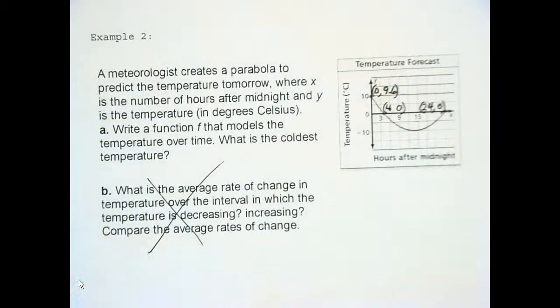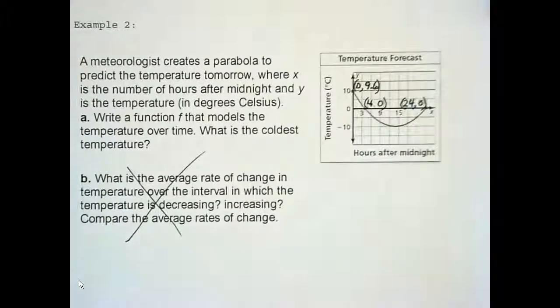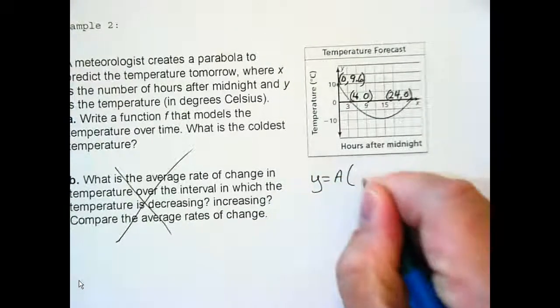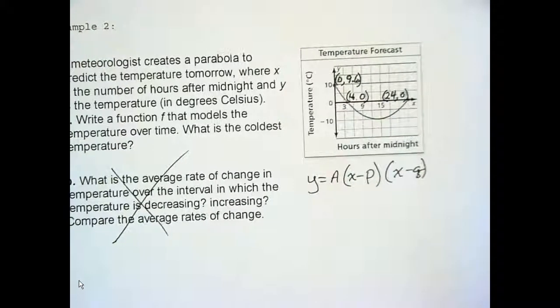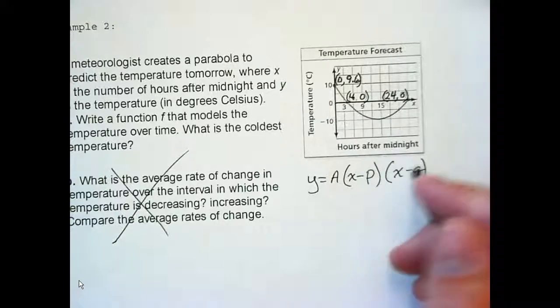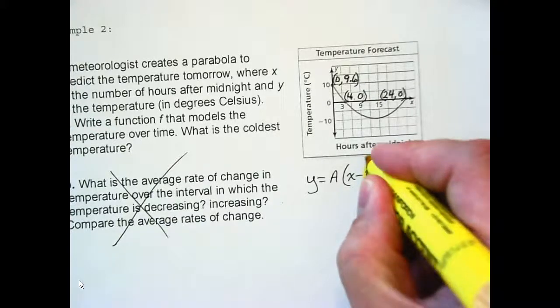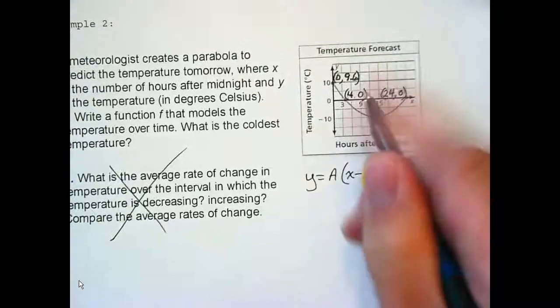One's first and one's second for P and Q. It won't matter. Okay, how many used the vertex form? Standard form? Intercept form? Good, intercept form. They give us intercepts. This form right here, it doesn't matter which one is P and Q. Please note it says X minus P. The P is just P, it's not negative P or anything like that. Whatever your intercept is, that gets substituted in for P.